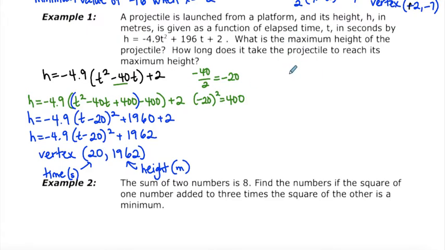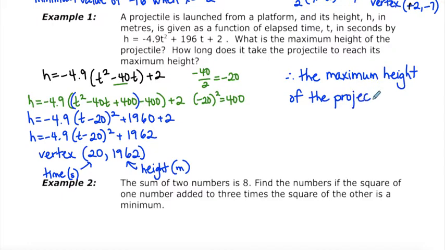So I can write a therefore statement. Therefore, the maximum height of the projectile is 1,962 meters at 20 seconds.